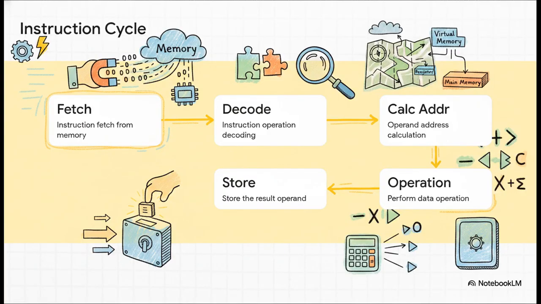So, the really cool part is how this actually runs in sequence. It follows this relentless, continuous instruction cycle. First up, the instruction fetch pulls the sequence of bits from memory. Second, instruction operation decoding looks at that opcode to figure out what to do. Third, operand address calculation determines exactly where the source data lives. Is it in main memory, virtual memory, a register? Step 4 is the actual data operation, doing the math. And finally, Step 5, the operand store takes that hard-earned result and places it right in its target destination.